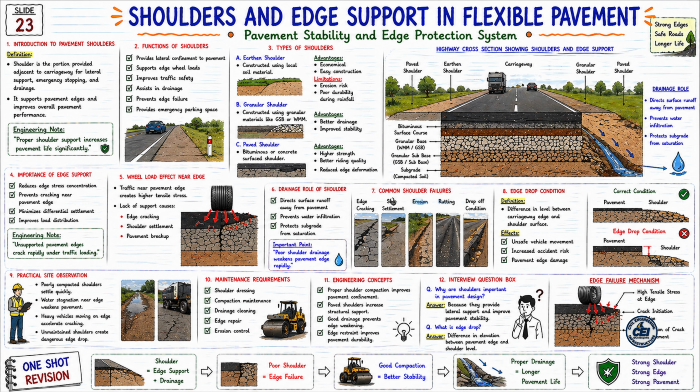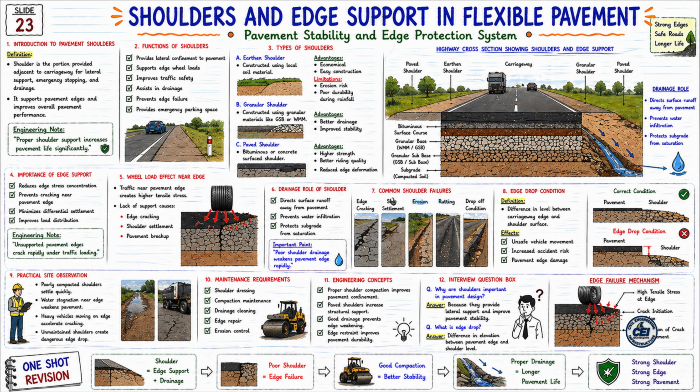Now let us look at the eleventh topic. Engineering concepts. Proper shoulder compaction improves pavement confinement. Paved shoulders increase structural support. Good drainage prevents edge weakening. Edge restraint improves pavement durability. And these very concepts are extremely important in flexible pavement stability.